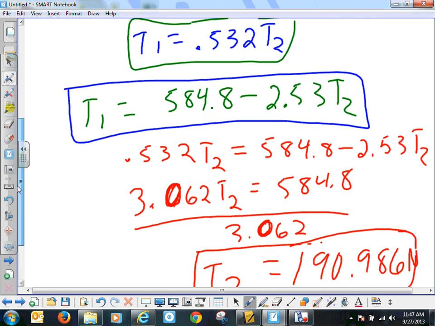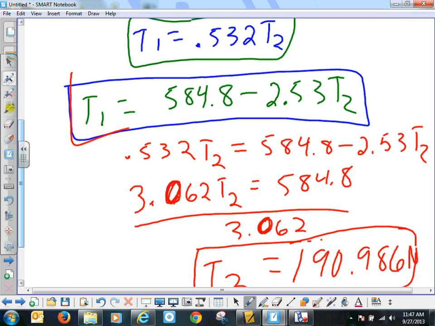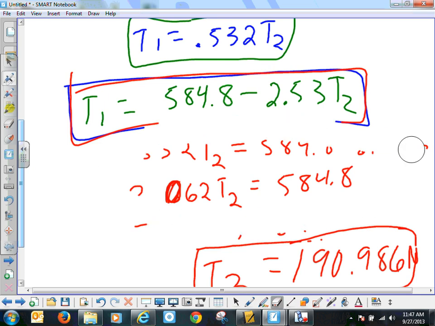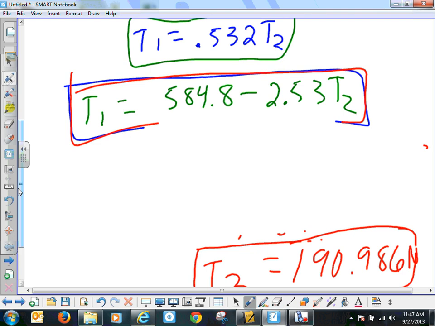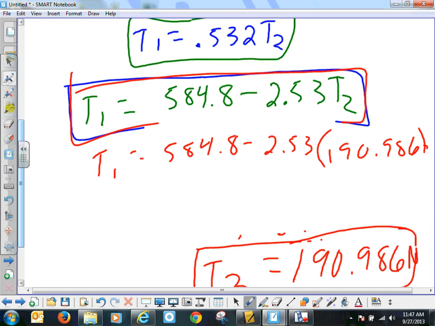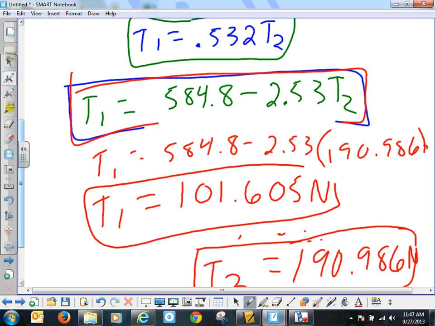Okay, so now we still have to get T1, right? Oh look, we can use this formula right here to solve for T1, correct? So let's do that. So T1 then equals 584.8 minus 2.53 times 190.986. And our number for T1 then is 101.605. Do we agree with that, people? Okay, and that's how you solve tension problems. Hopefully this helps.